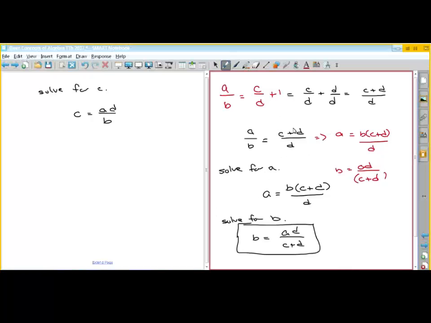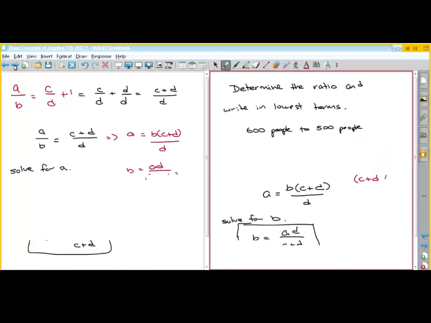Now, to solve for C or D is not quite so easy. What you would have to do from this equation is, at that point you almost have to cross multiply and then do it the long way.